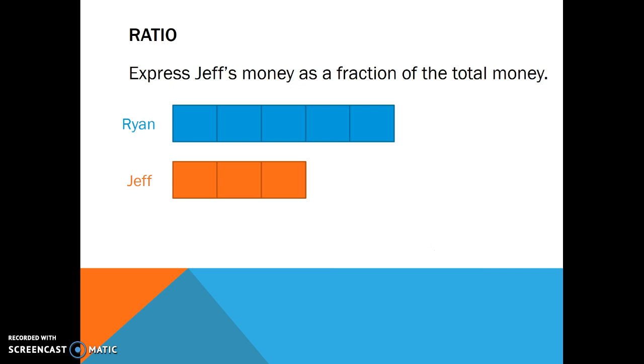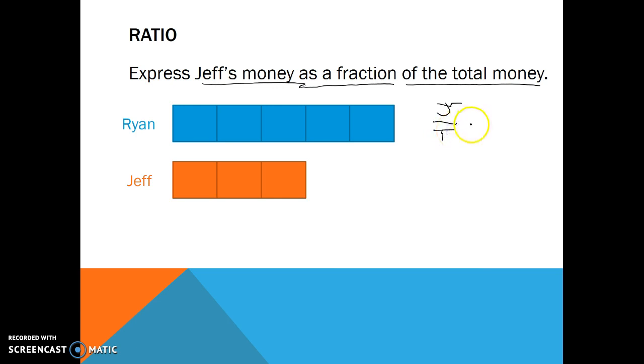Now it says to express Jeff's money as a fraction of the total money. Okay, so here's our is, as, or are statement. So Jeff's money as a fraction. So let's write Jeff right here. Of the total money. Here's our of statement. So it's going to be Jeff over total.